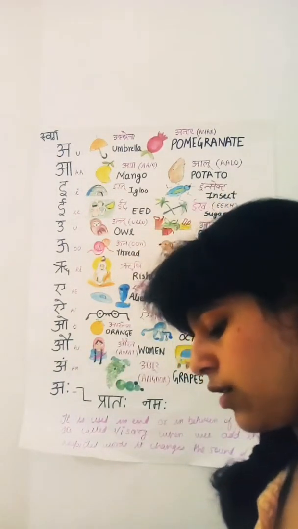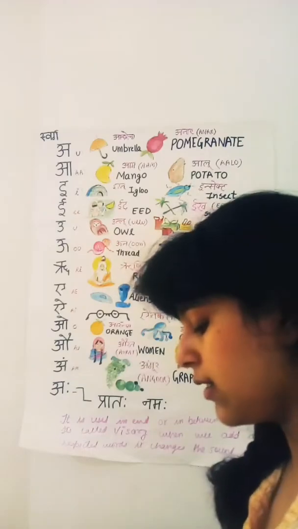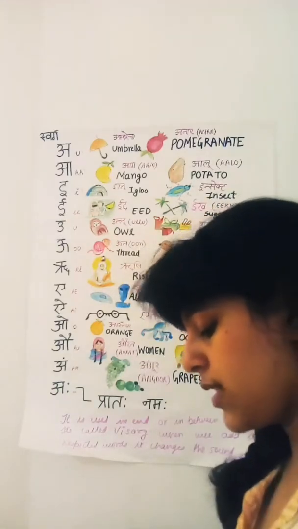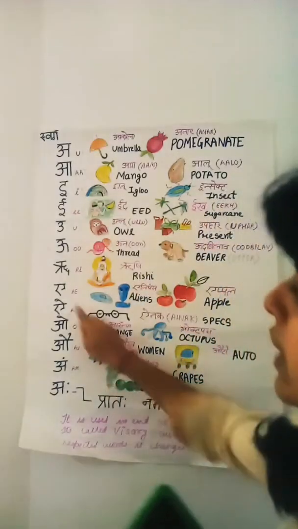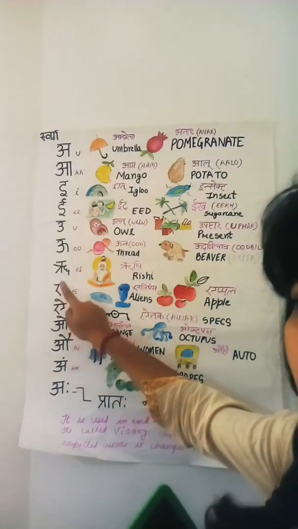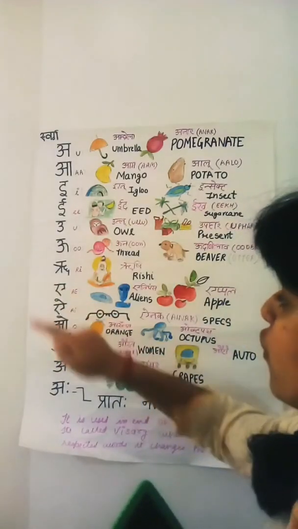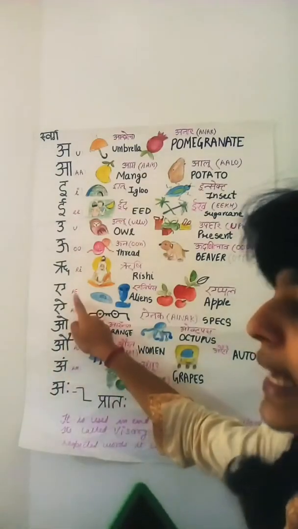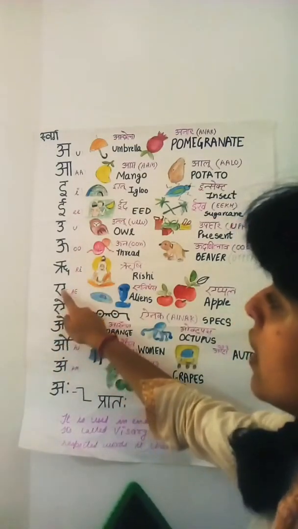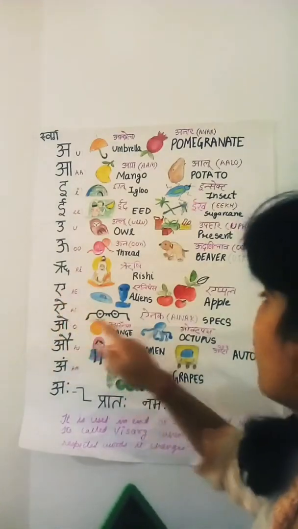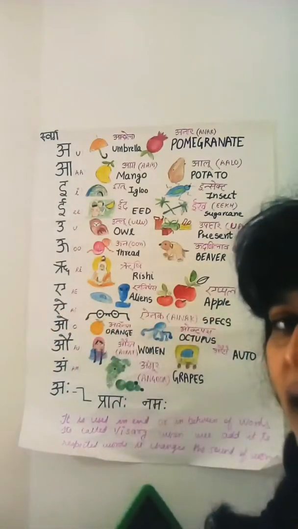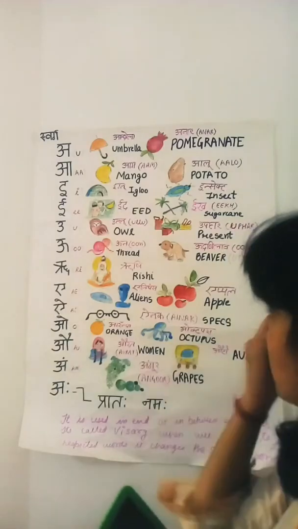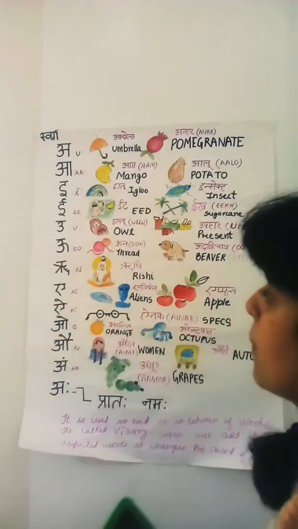Now we're gonna learn the next letter, which is A. A for aliens. A for apple. So how do we write A?